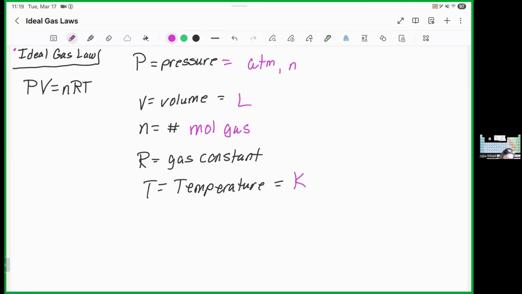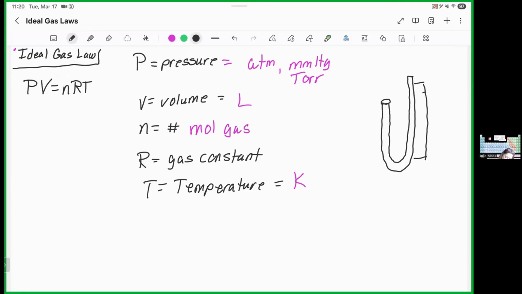We could use millimeters of mercury or torr. Those are the same thing. Okay, when we're using millimeters of mercury, we're talking about a barometer that has a tube closed on one end, open to the other end. It's got a little ruler over here, and that's in millimeters. And there's mercury in the tube.